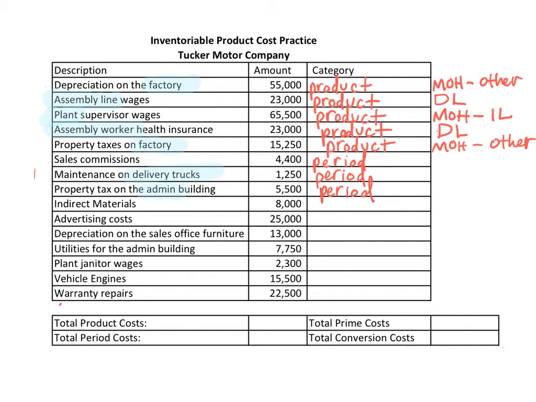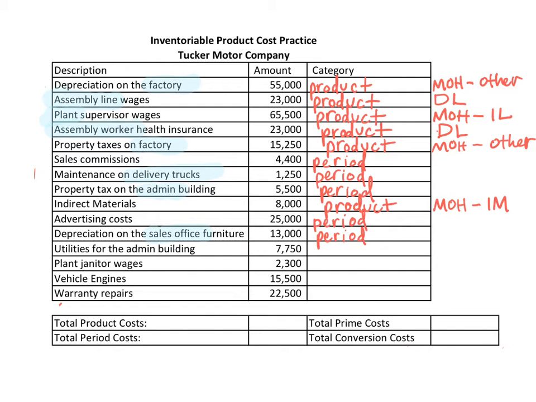Indirect materials. Indirect materials are part of our production cost, so that's a product cost. The type of product cost is manufacturing overhead, and then it would fall into its own category, indirect materials. Advertising costs. Advertising does not relate to the factory, does not happen in the factory, so it is a period cost. Depreciation on the sales office furniture. Now your key here is sales office. Nothing relating to the sales office is ever a product cost, so this is a period cost.